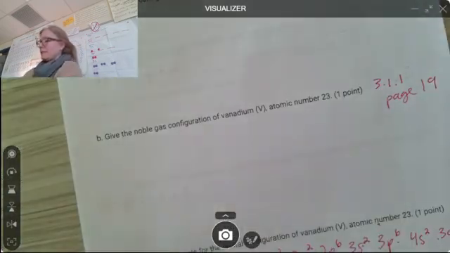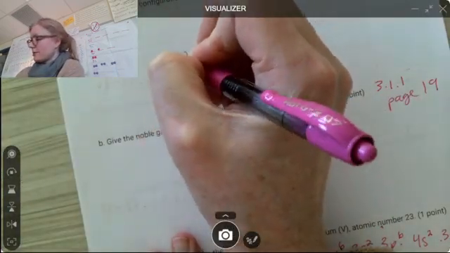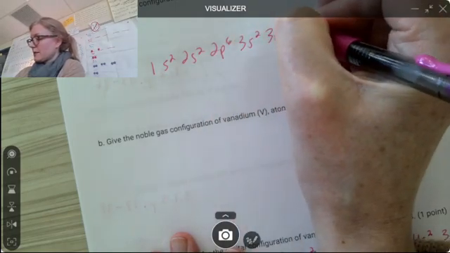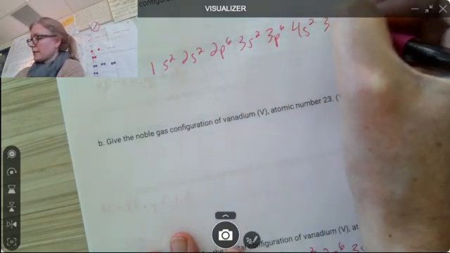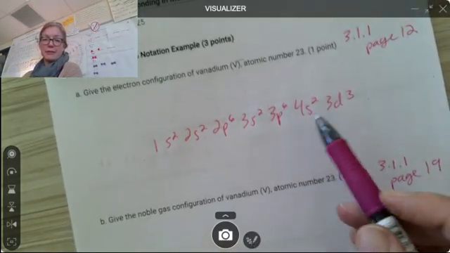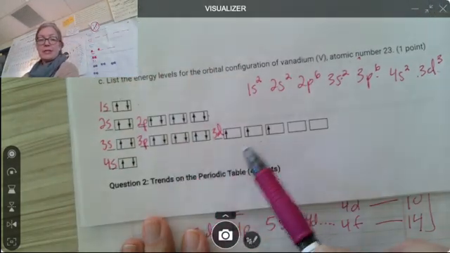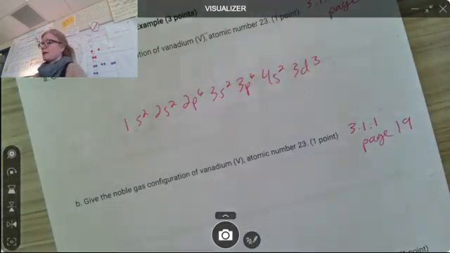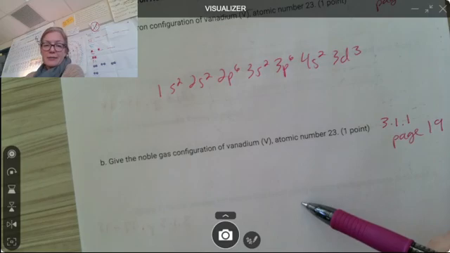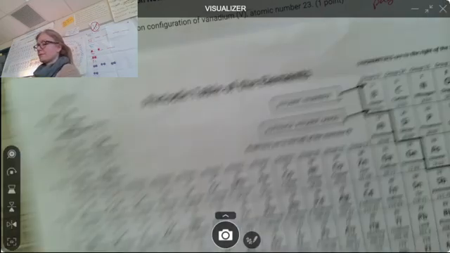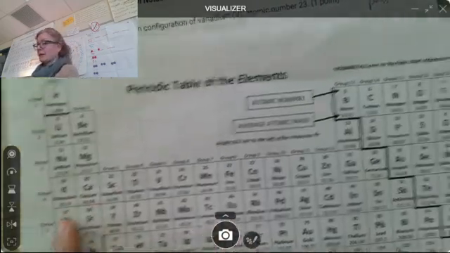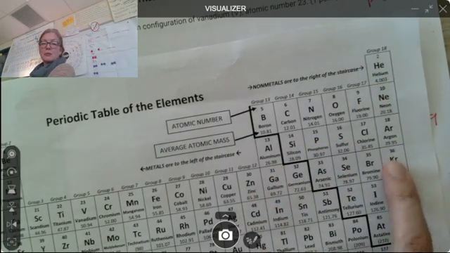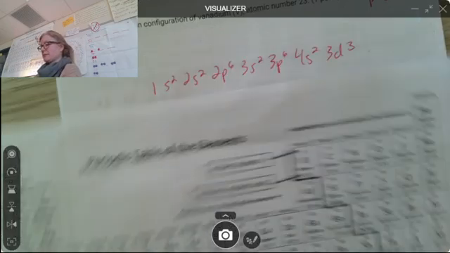So my answer to this was 1s2, 2s2, 2p6, 3s2, 3p6, 4s2, 3d3. That was the full electron configuration for vanadium. I got it from this. I also got it by looking at this, okay? Now, if we were to turn this into the noble gas configuration, you count backwards. Count back until you get to something in the last column, argon, number 18. I'm going to use that to replace the first 18 electrons.